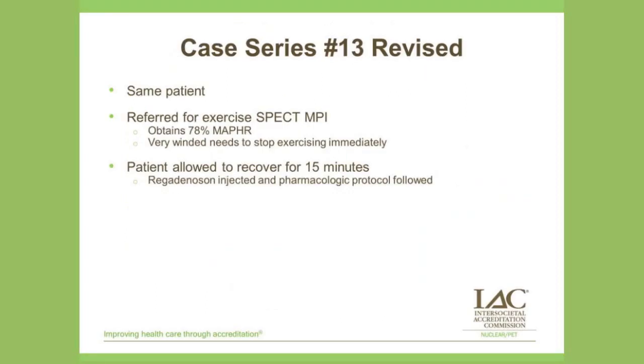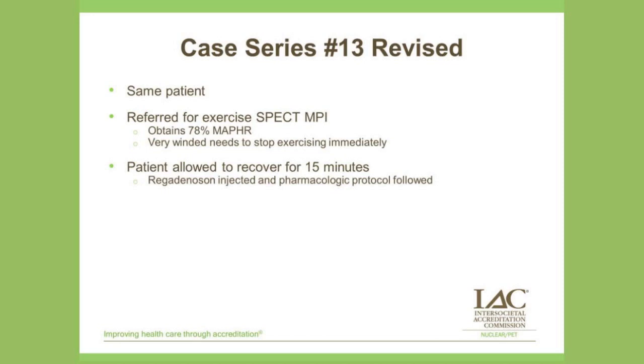So if we had taken our last case and revised it and said, okay, same patient, but he achieved 78%. So what if we had him stop right then? We didn't inject for SPECT, and we allowed him to recover for 15 minutes. We could then inject him with regadenoson and do a pharmacologic protocol. Likewise, if he had achieved 78%, but said, I can only exercise for another minute, and we knew we weren't going to get there, we could have actually injected him with the vasodilator right then and had him continue to peak exercise over the next minute and then recover.